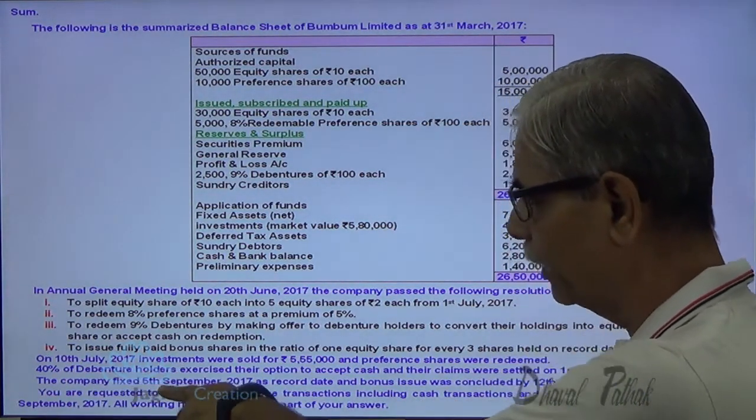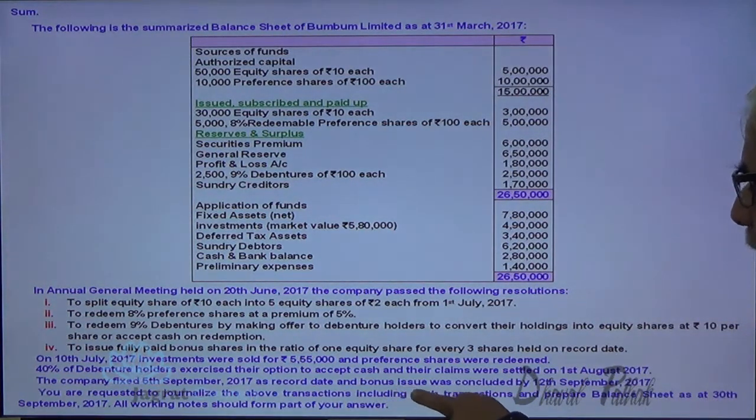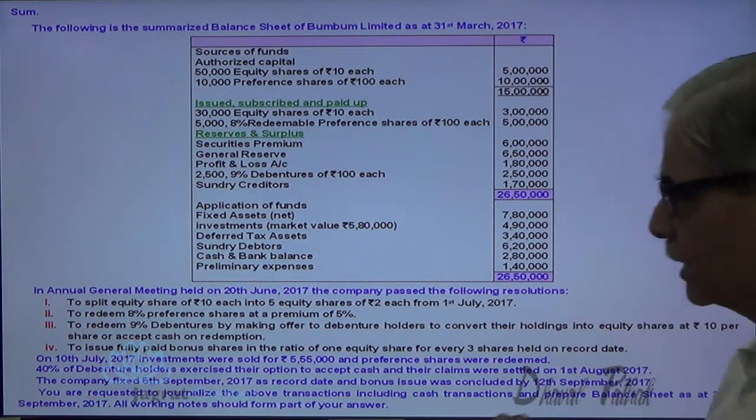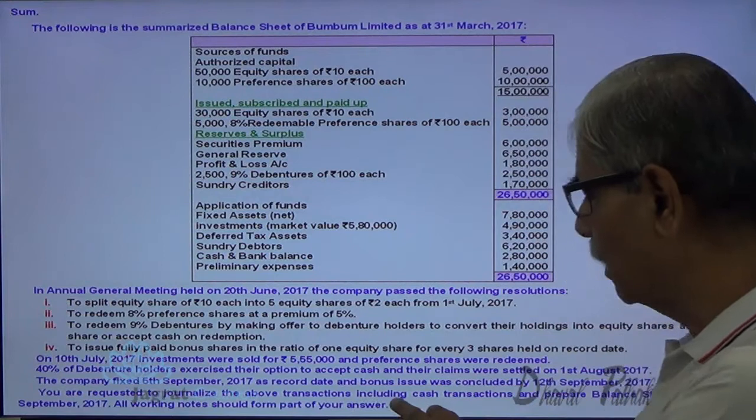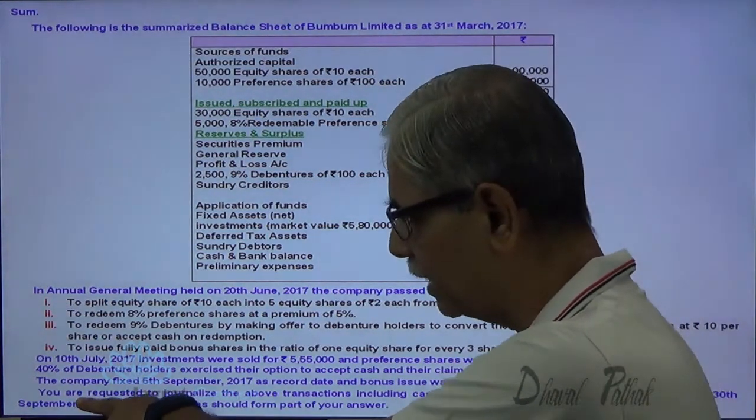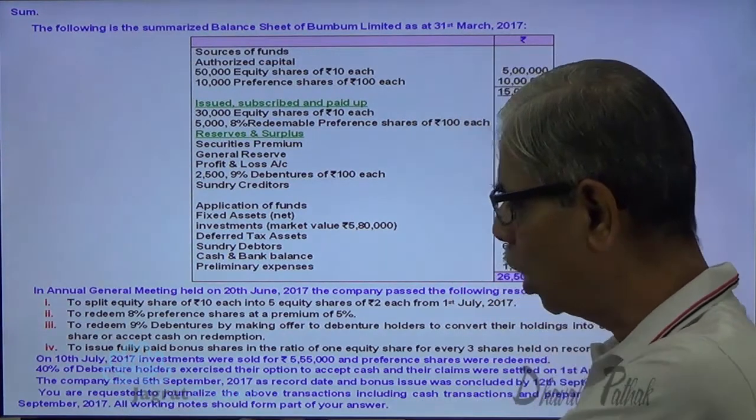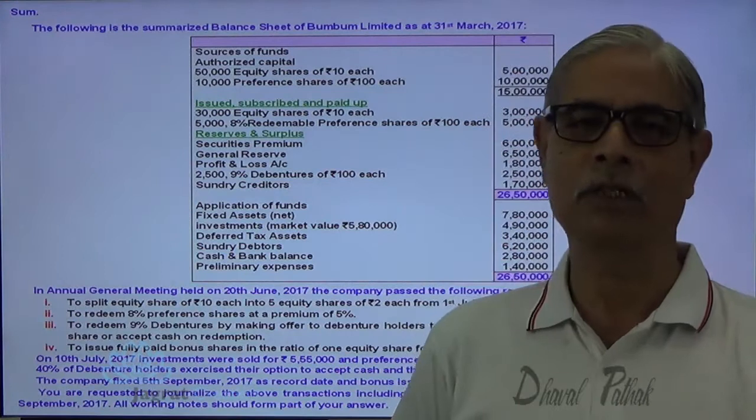The company also fixes 5th September 2017 as the record date, and the bonus issue was conducted by 12th of September 2017. You are requested to write journal entries for the above transactions, including cash transactions, and prepare the balance sheet as on 30th September 2017. All working should form part of your answer. Now this is an important sum.